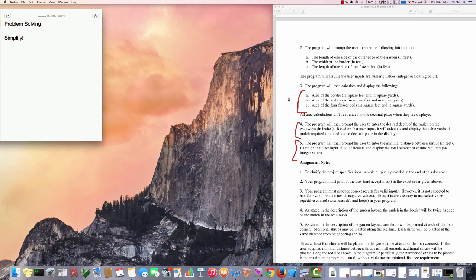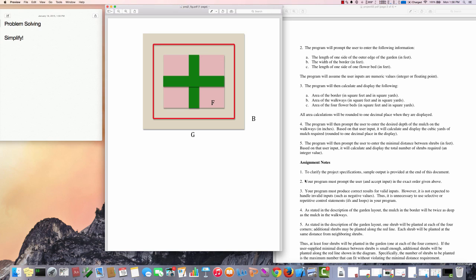Once you've done this on paper and pencil and you start programming it, you should solve these separately. Figure out the area, print it, check it. Then, once you got that working, figure out the mulch, test it out. And then finally, the same thing with the shrubs. So we've simplified it, we've made it into three smaller problems, attack them individually.